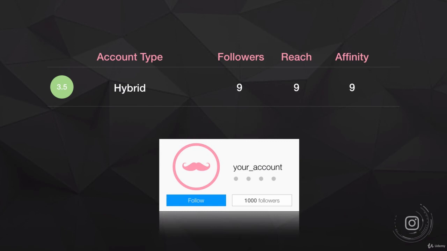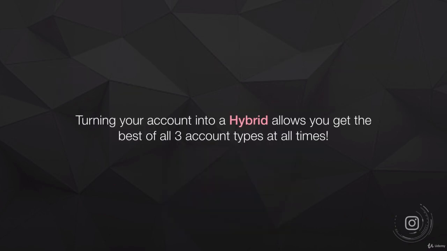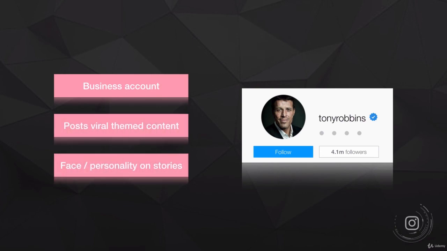And with that in mind, we then have to look at hybrid accounts. Even though you've chosen the brand account, you want to make sure that you are taking into account that you can make that a hybrid account and not only increase your followers and reach, but you can maintain that high affinity with your actual followers. So hybrid is taking the best of all the accounts and merging them into one for you. So your account should be a hybrid account, and we're going to talk to you about exactly what that means and the type of content that you can put on your account with the mindset of it being a hybrid account.